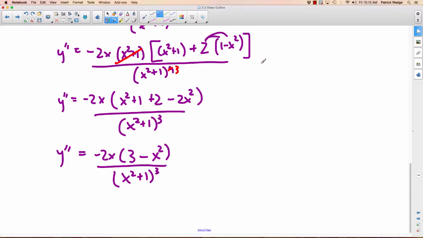Now what we want to do is find the PIPs, right? We want to find where the points are that are potentially inflection points. How do you do that? You do it just like we've done the last bunch of days. You ask yourself, when does this not exist? Well, this would not exist when the denominator equals 0. But if you look at this, you're squaring something. So whether this is positive or negative, it's going to be squared and become positive. Or it could be 0 if it's 0 squared.